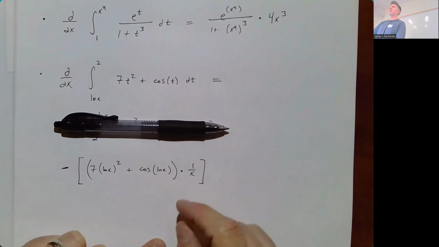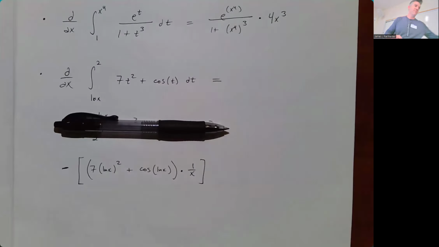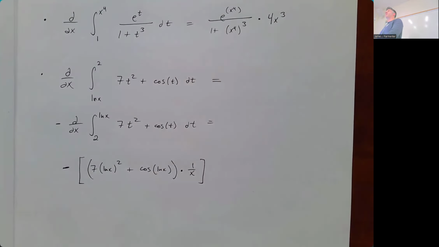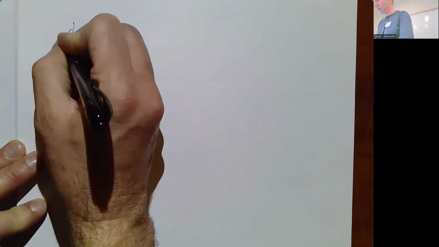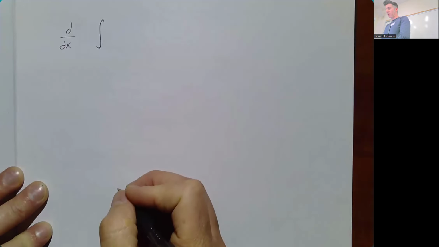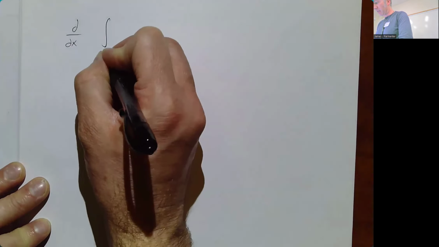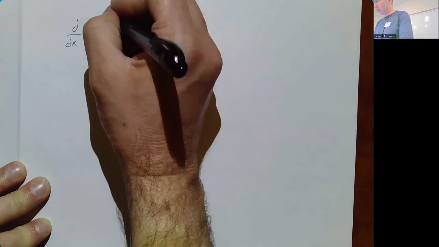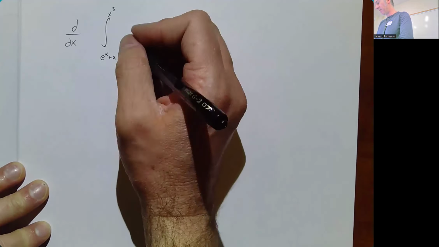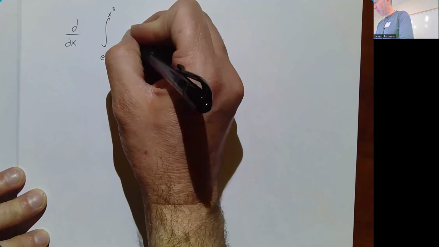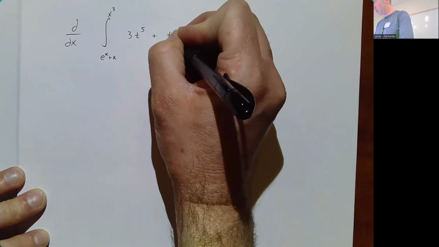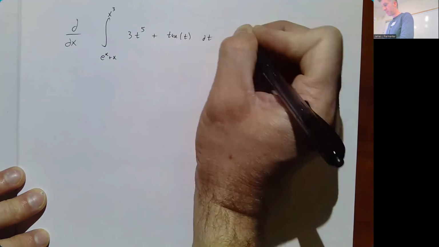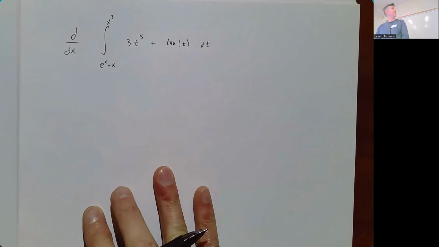Okay, and then for the most terrible version possible, what if the top and the bottom both have functions of x? It's really not more terrible. It's equally terrible. I mean, you could argue it's more terrible. So let's say we want to find the derivative of the integral from e to the x plus x to x cubed of, let's make it not too awful, 3t to the 5th plus tangent of t dt. Oops, you can't see that.